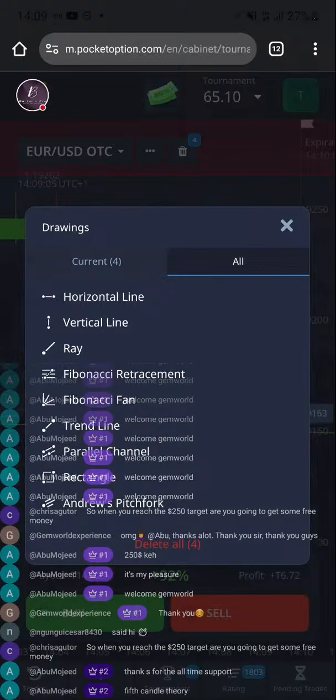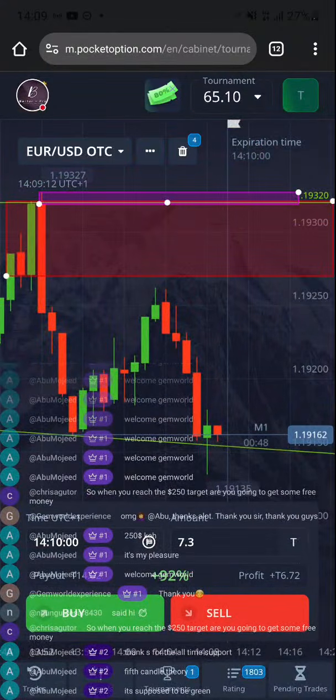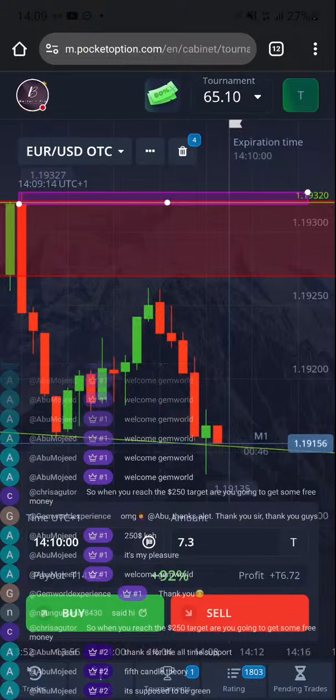So when you reach a $250 target, are you going to? No, no, no. The target is not 250 actually. The target on the tournament is to.